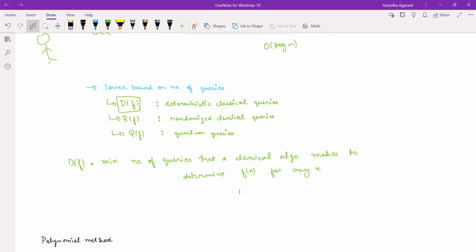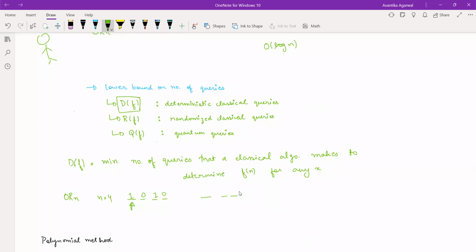So that means if n is 10, the minimum number can be 1 itself, right? The first query itself can return a 1. So D(f) should be 1, right? We will say that D(f) is 1 if it can output the value of f(x) for any x in a single query. So let's take the example of OR of n. Let us say n equals 4. For this particular string, if I just query the first bit, I'll be able to output a 1.